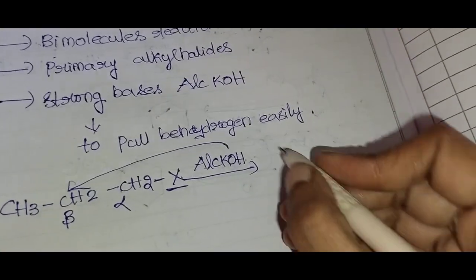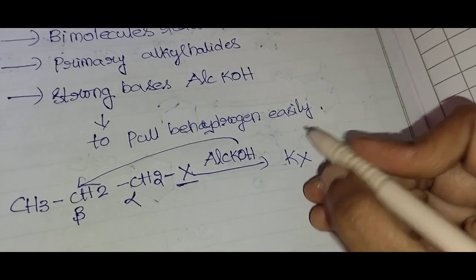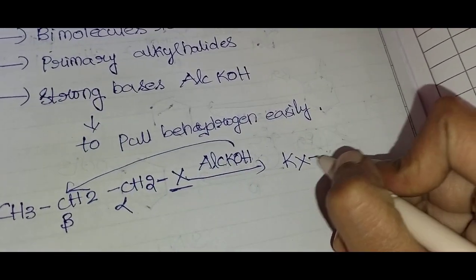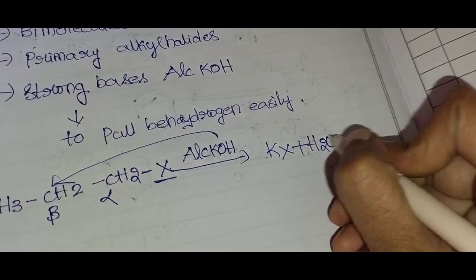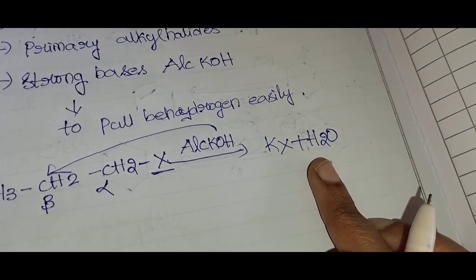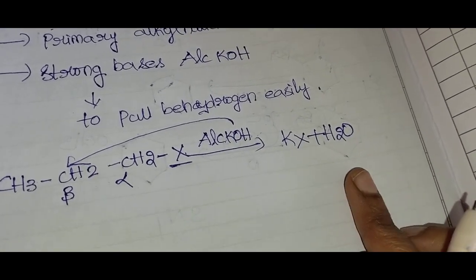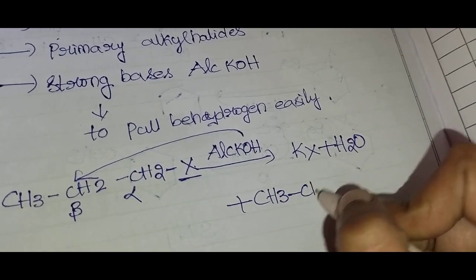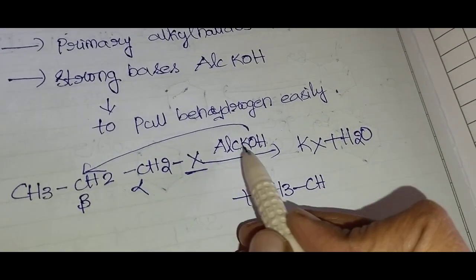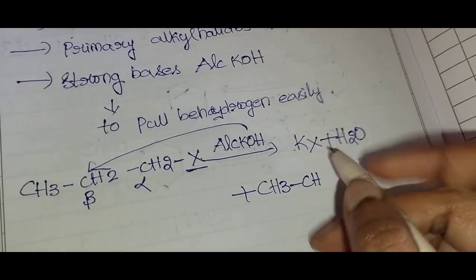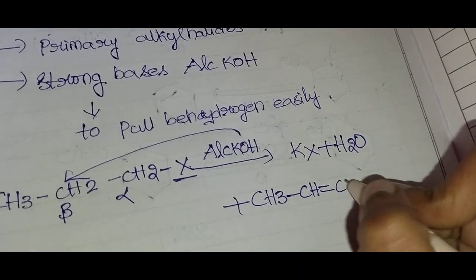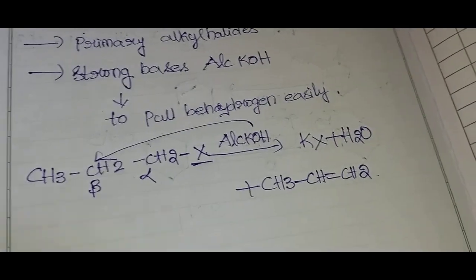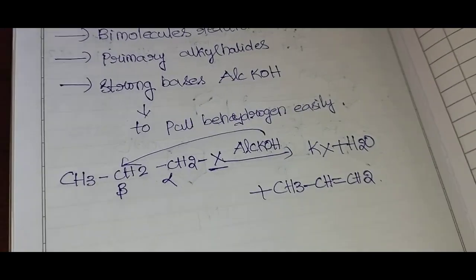It will form KX, this K with X, and the OH will combine with the H to form H2O, and it will form CH3CH. This H will be removed along with OH to form water, and the double bond will come with CH2. Like this the alkene will be formed.